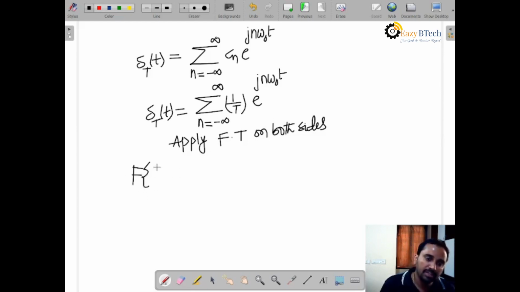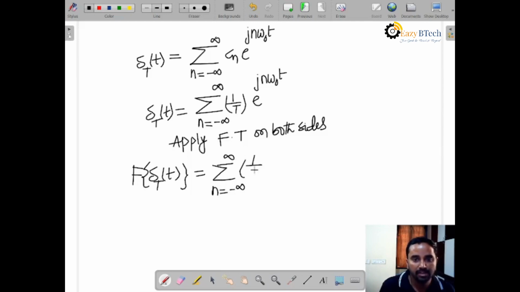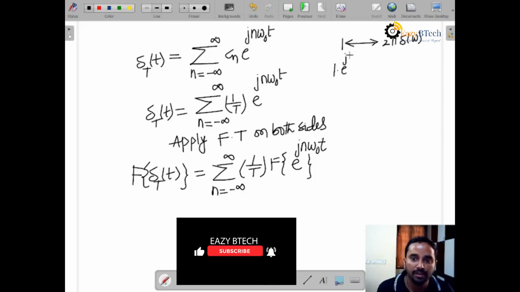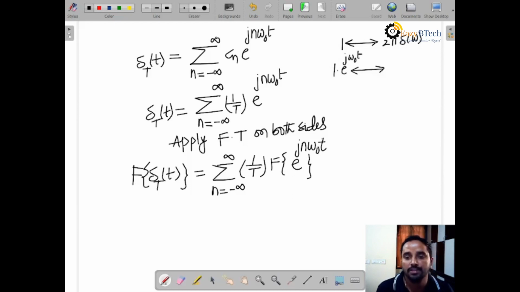Then the Fourier transform of del T of t is equal to the summation, as usual, from minus infinity to plus infinity, and 1 by T also as it is. So the Fourier transform of e power j n omega naught t. Just now we discussed the Fourier transform of e power j omega naught t. We know the Fourier transform of 1 is 2 pi del omega. When 1 is multiplied by the exponential j omega naught t, it becomes frequency shifting: 2 pi del of omega minus omega naught. Here in place of omega naught we have n omega naught.